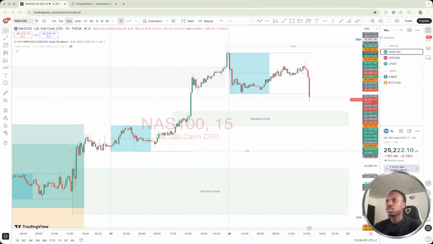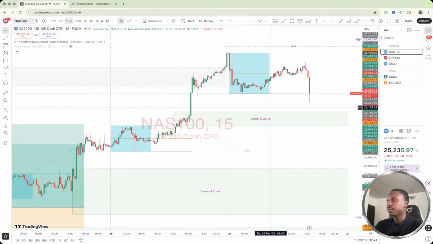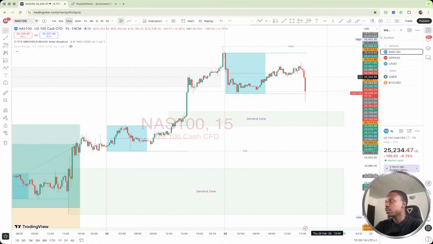Alrighty. Let's wait for NASDAQ. Anyway, there is a big chance that now that NASDAQ has taken the Asian low, it can start to pull back up. That is very common of NASDAQ normally.